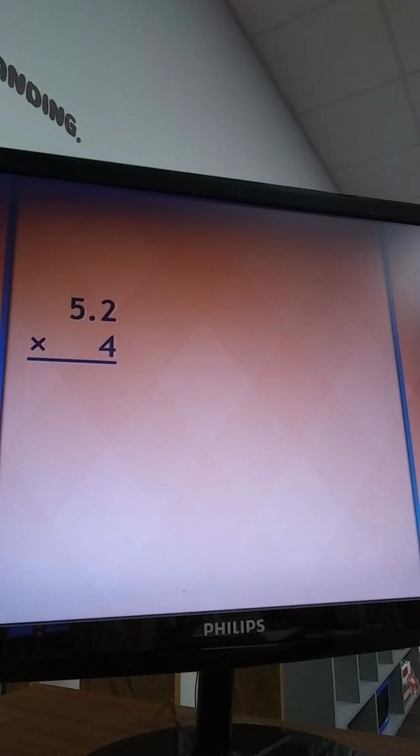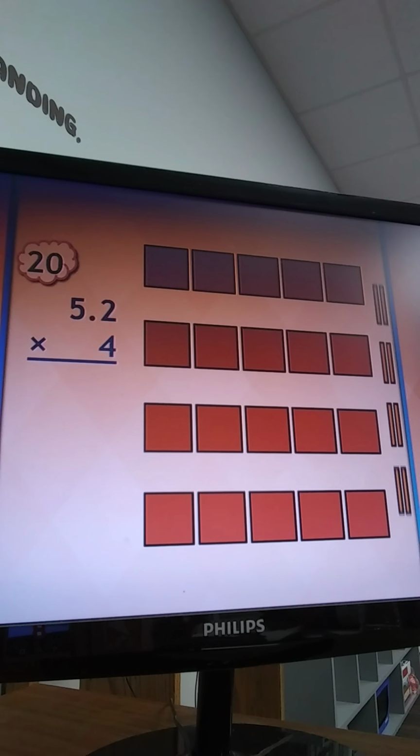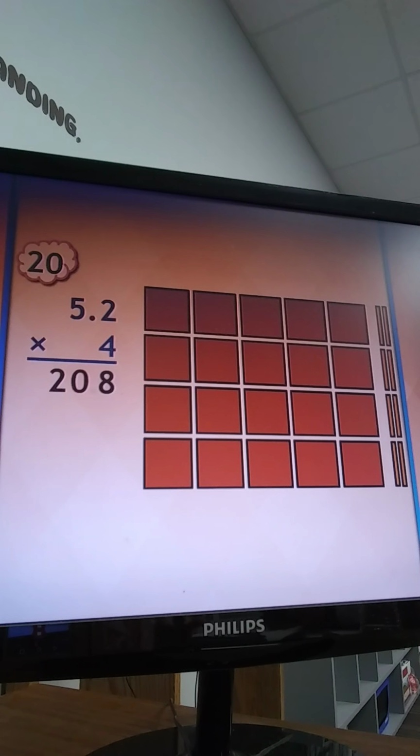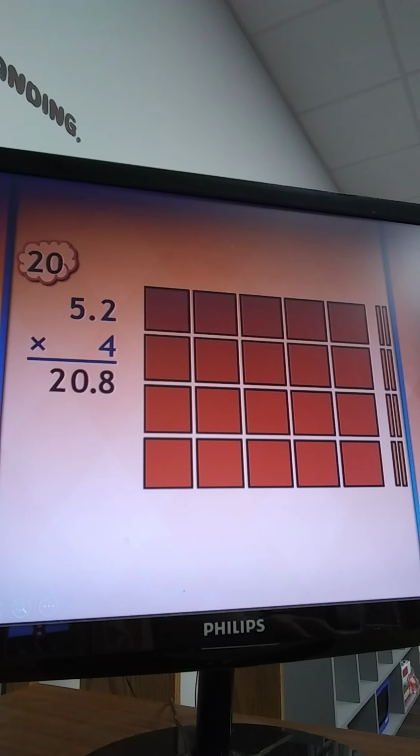Okay, again, multiply without thinking of that decimal point. All right, so when we go back to this one and you look at this one, notice there's one decimal place here in the problem above the line, and so there's one decimal place in the answer. And 5.2 would round to 5. 5 times 4 is 20.